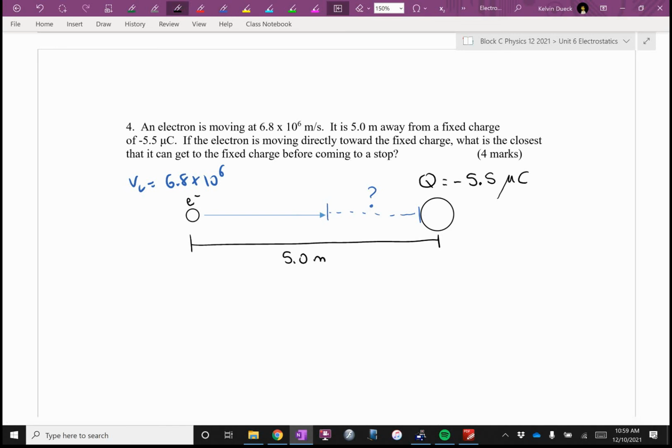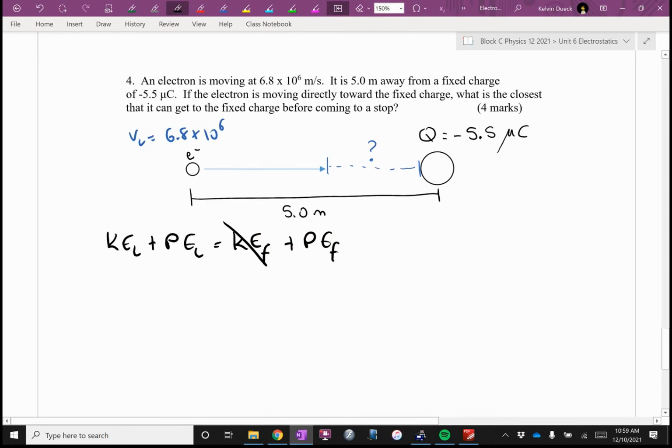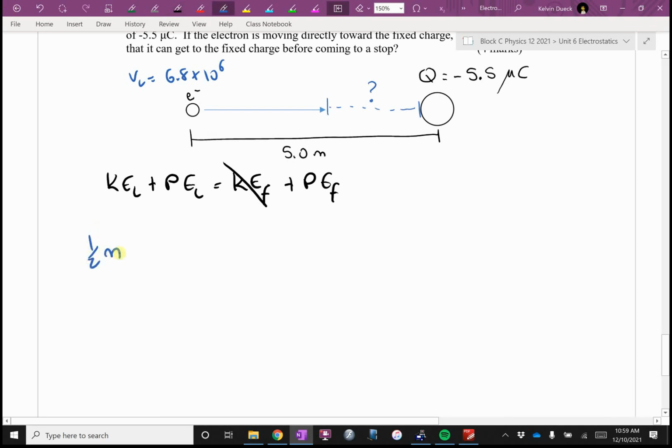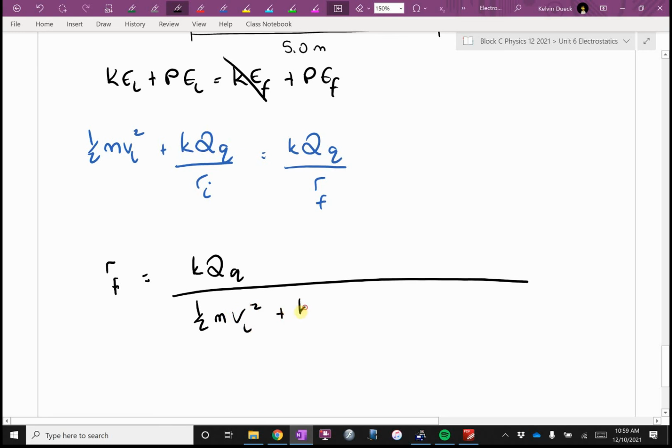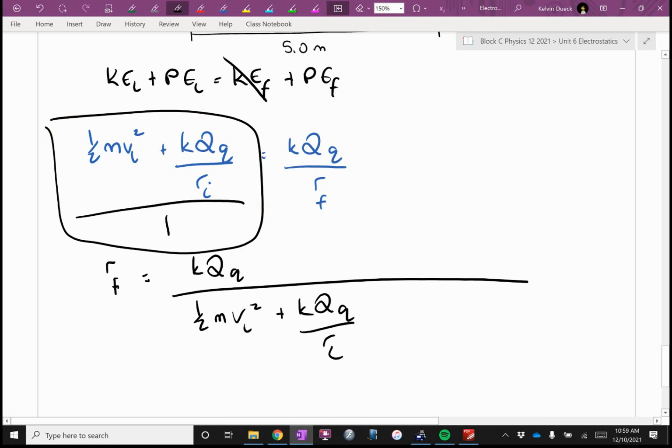Conservation of energy, G. That's 0. A half m v initial squared plus k big Q little q over r initial equals k big Q little q over r final. By the way, if you did want to get r final by itself, for what it's worth, it would be this. Don't write this down. R final is going to be k big Q little q all over a half m v initial squared plus k big Q little q over r initial. Because I could turn this into a fraction by saying that whole thing is one big fraction over 1, and stuff does move diagonally. I don't see the advantage to that.